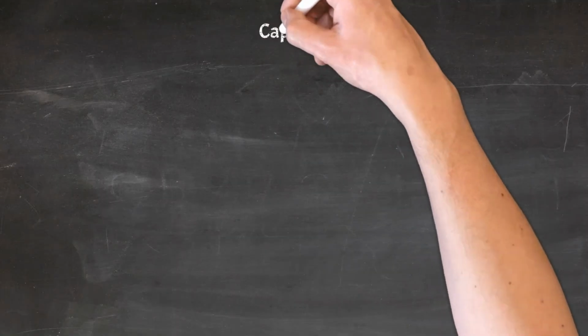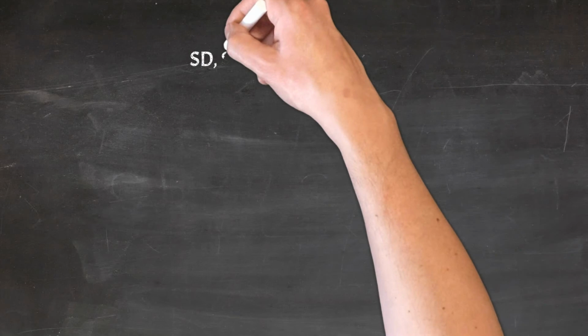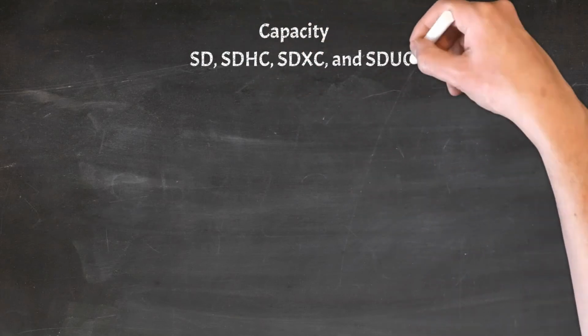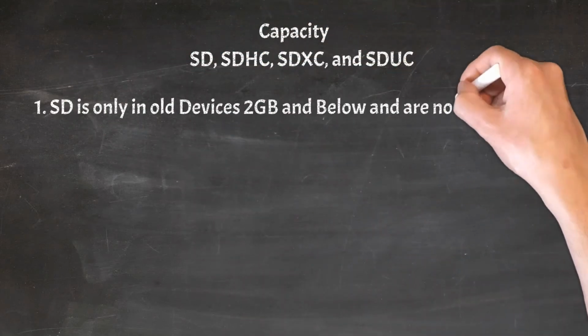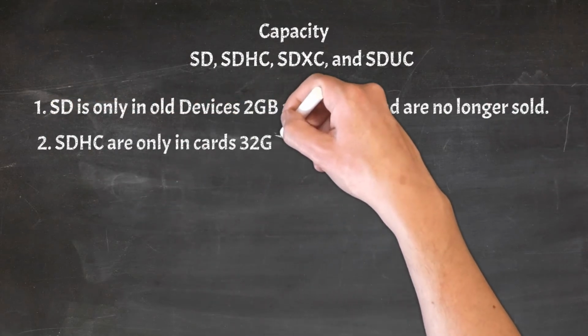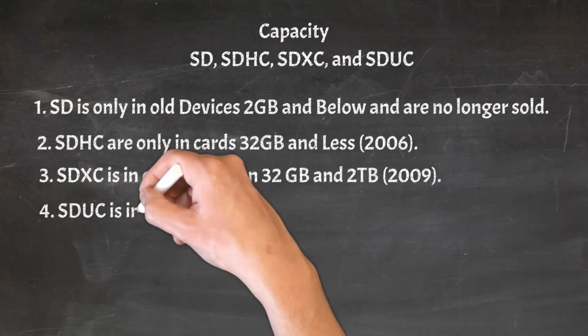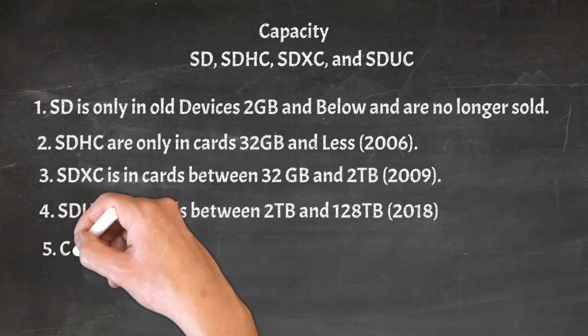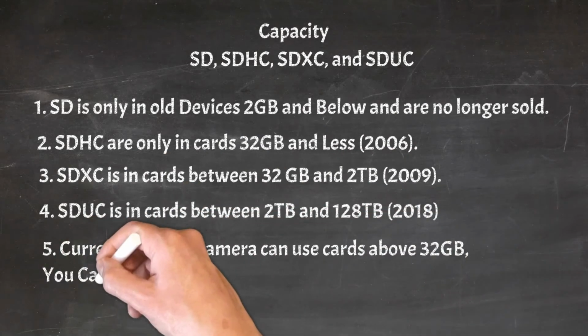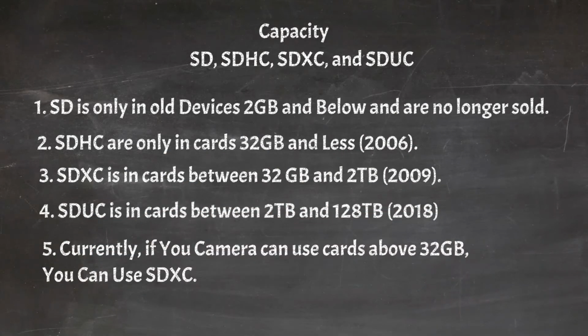There are 4 capacity standards for SD cards: SD, SDHC, SDXC, and SDUC. SD is only on older devices, 2 gigabytes and below, and is no longer sold. SDHC is only on cards that are 32 gigabytes and less. SDXC is on cards between 32 gigabytes and 2 terabytes. It came out in 2009, so devices older than that would not be using it, but devices newer than that are probably using it.